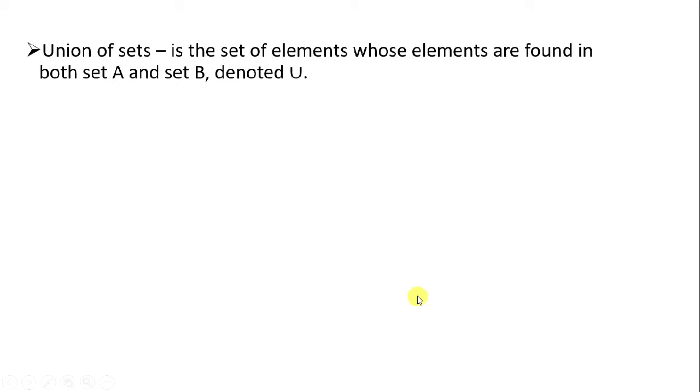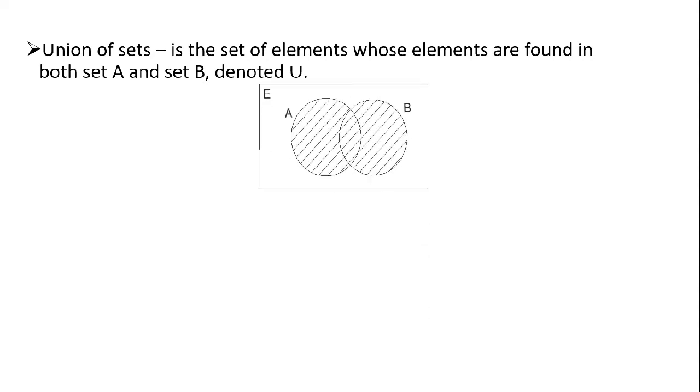Then union of sets. The union of sets is the set of elements which are found in either set A or set B, denoted by ∪. So this is the region where you have elements which are found in set A and in set B. But it's not always that they will have an intersection. Sometimes they can be separate, and that is known as disjoint sets. So that is our A union B.